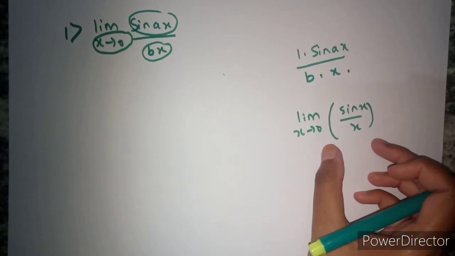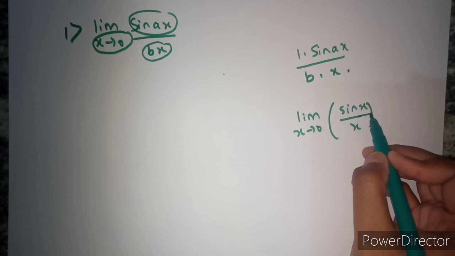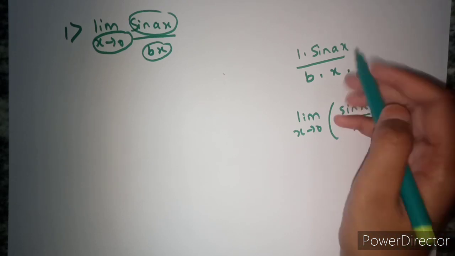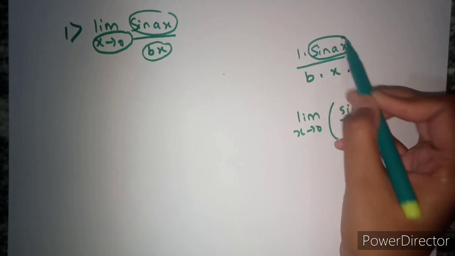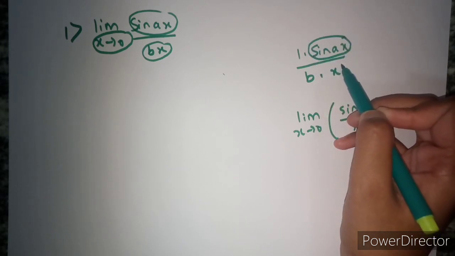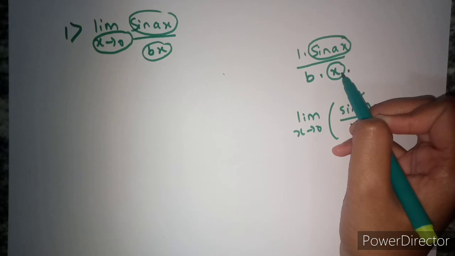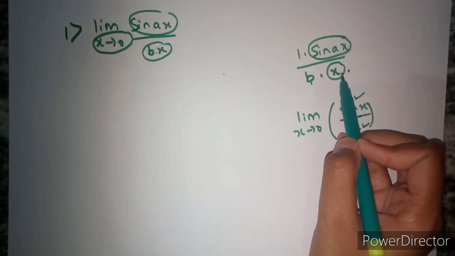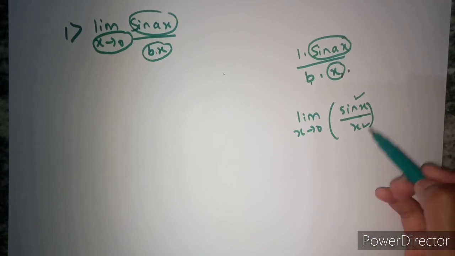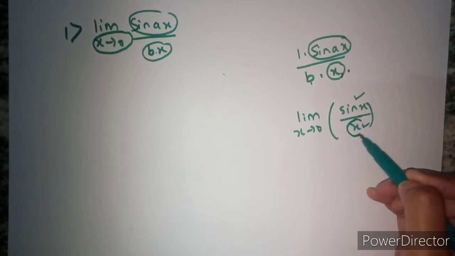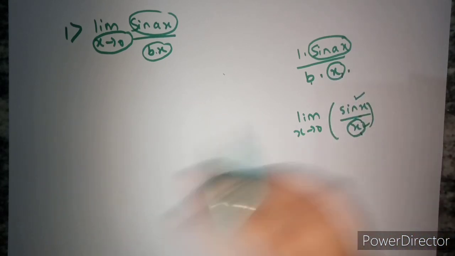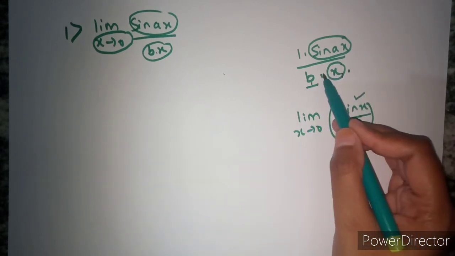So this is our formula, right? So if sin x is there in numerator, in denominator we should have x, okay? Here we have sin x. In denominator we need x. So what I am doing? I am separating b and x, okay? Because according to formula, in denominator we need x. So I am separating bx as b into x.